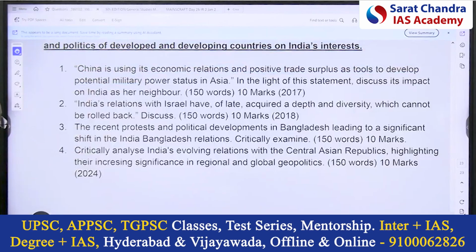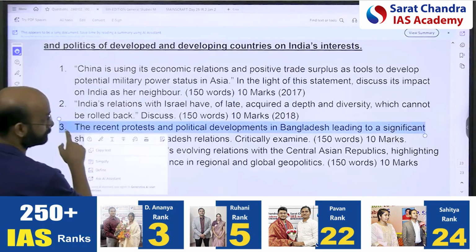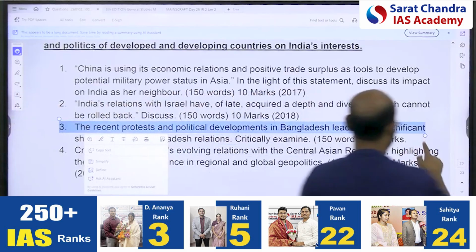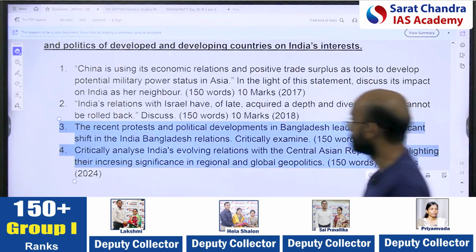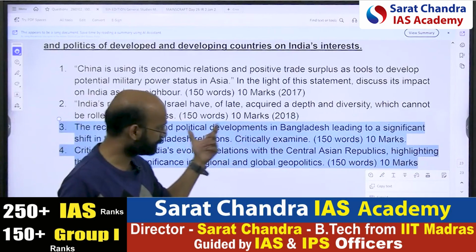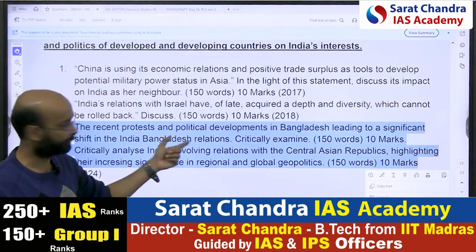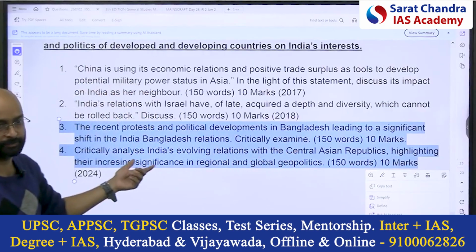Write the third question and fourth question. These two questions, see, this is very important. This is a 2013 question, but I have modified it with recent developments in Bangladesh so that one topic will be clear for the next.